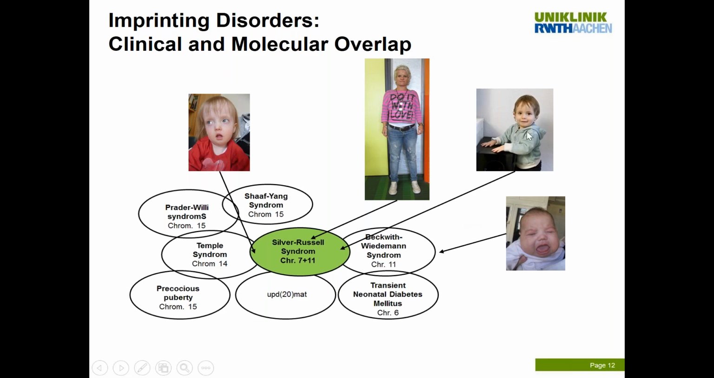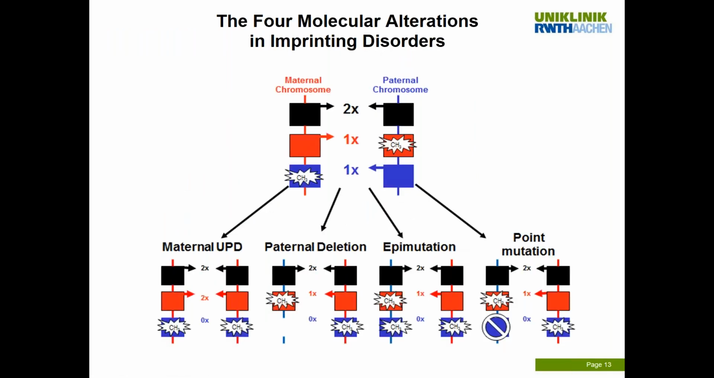Another example was referred for genetic testing for Silver-Russell syndrome. It turned out that he was molecularly Beckwith-Wiedemann syndrome, and so on. So all these examples show you how difficult it is to diagnose an imprinting patient based on clinical signs.